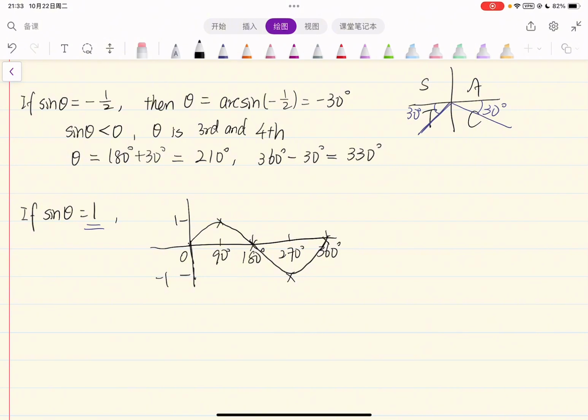We can see that if sine theta equals 1, we have theta equals 90 degrees on the graph over here. And in the interval of theta less than or equal to 360 degrees, greater than 0 degrees, there is only one value. So we have that theta equals 90 degrees, 210 degrees, and 330 degrees. We have 3 solutions for this question.